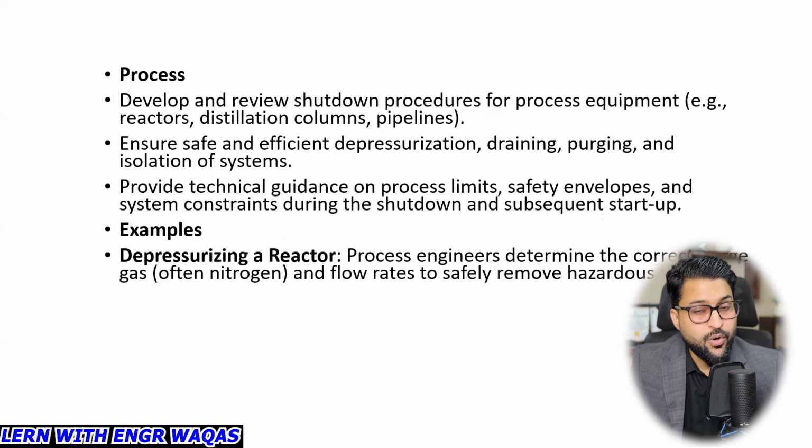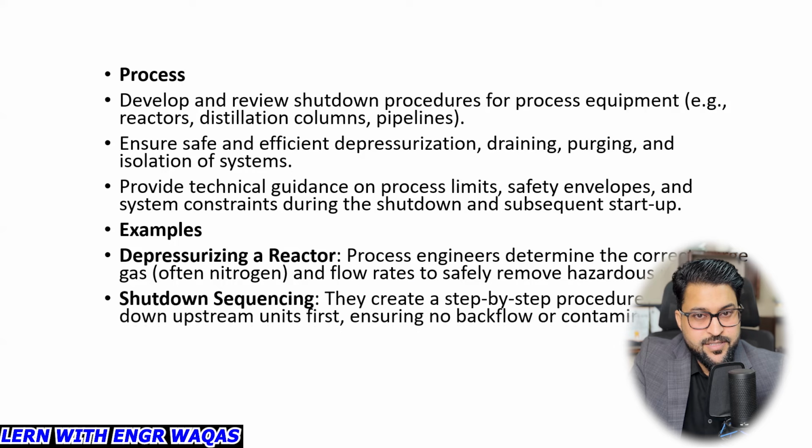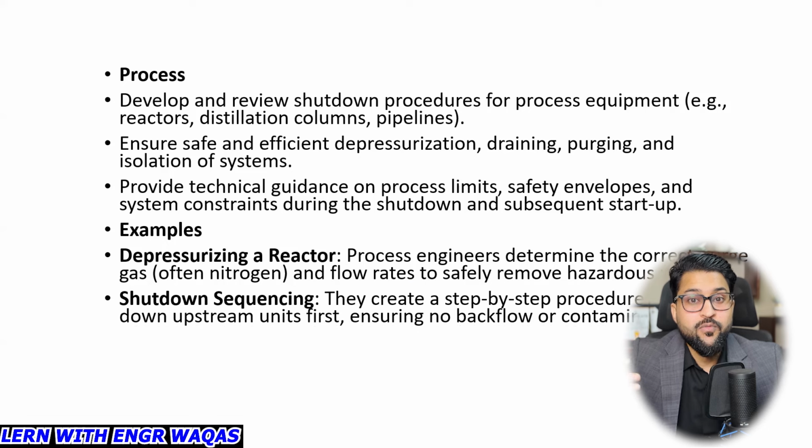You need zero hydrocarbons inside your tanks, inside your pipeline. That is why process engineers determine the correct purge and flow rates. Then the shutdown sequence: they are going to help you understand what kind of equipment needs to shut down first, and then the next one, and what kind of utilities are available in which time window, which time slot. These are important things you need to discuss with your process team.